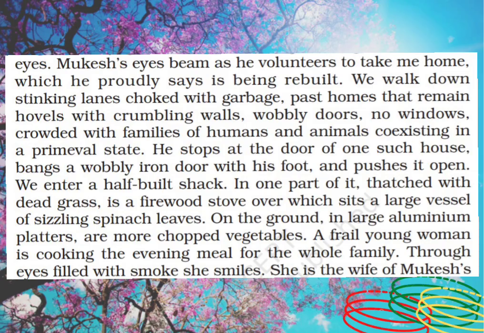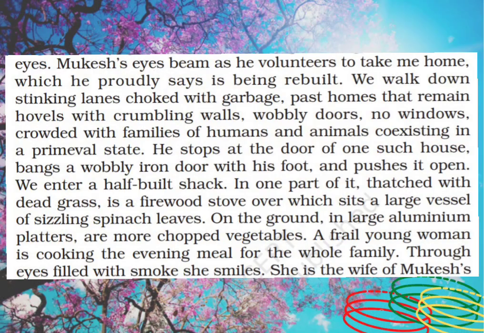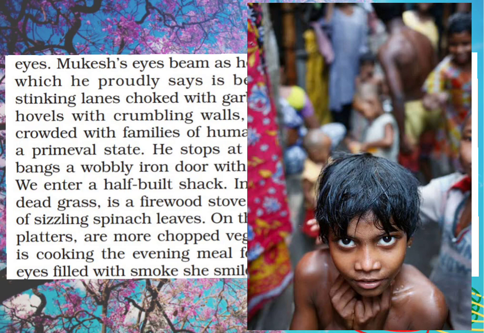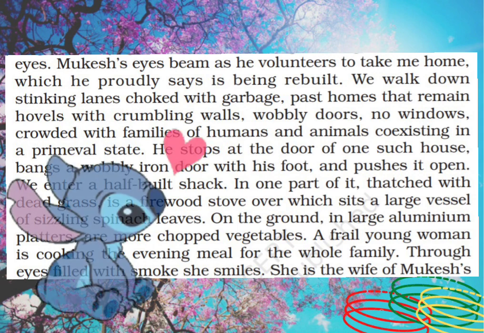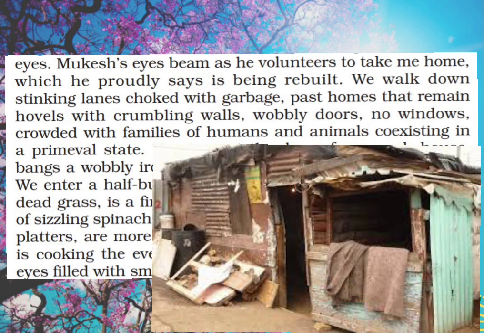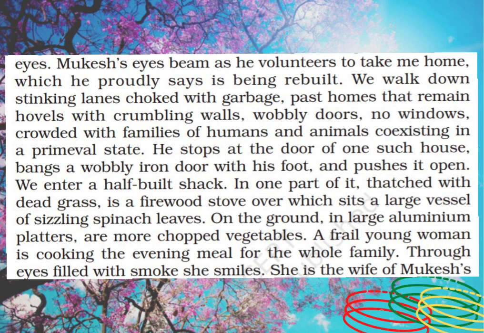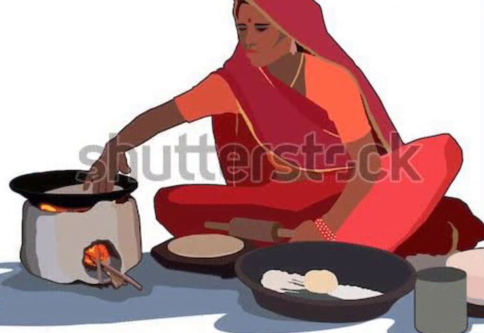These are crowded with families of humans and animals. Here, humans and animals coexist in a primitive manner. Mukesh's house is a half-built shack with a wobbly door. Shack means a roughly built hut or cabin, and one part of it is thatched with dead grass. When they enter, a frail-looking young woman is cooking the evening meal over a firewood stove.